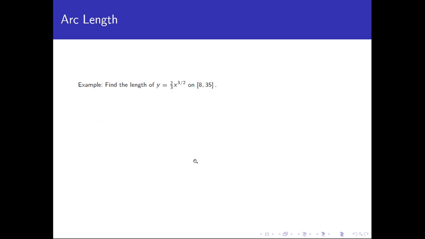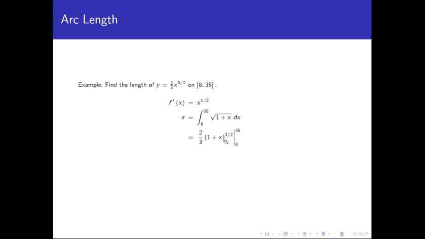All right, so to make our lives simpler, let's just say we have the function y equals 2/3 x to the 3/2 on the interval from 8 to 35. According to the arc length formula that we have, we need the derivative of this function. When we take the derivative, we just get x to the 1/2. And with the formula, remember we take the derivative and we square it. So when we square x to the 1/2, we get x. So we just have the square root of 1 plus x in the integrand, and we're going to integrate that from 8 to 35. So this integral expression is going to give us the arc length that we're interested in.